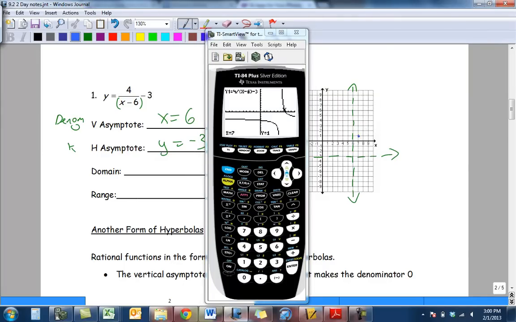7, 1. 8, negative 1. Whoa. 9, negative 1, 2/3. So it looks something like this. Now remember, this is always going to go and skate along the asymptote, but never cross it. Never touch it or go past it.